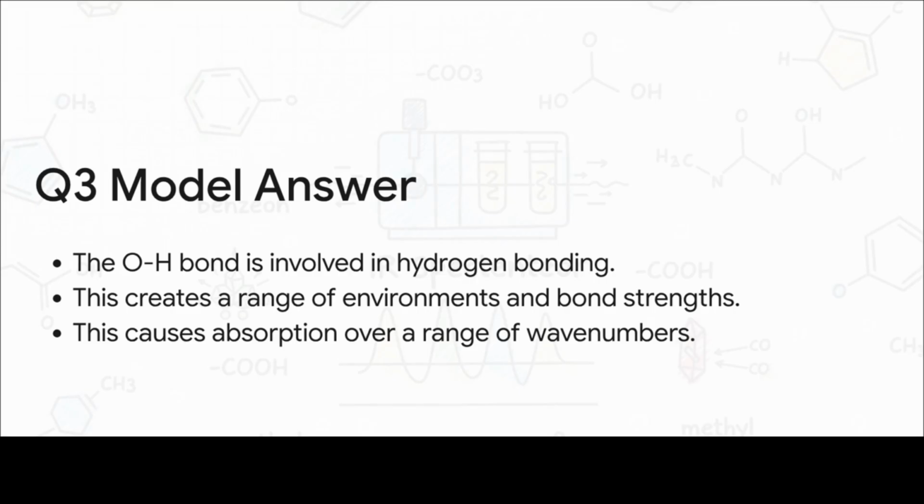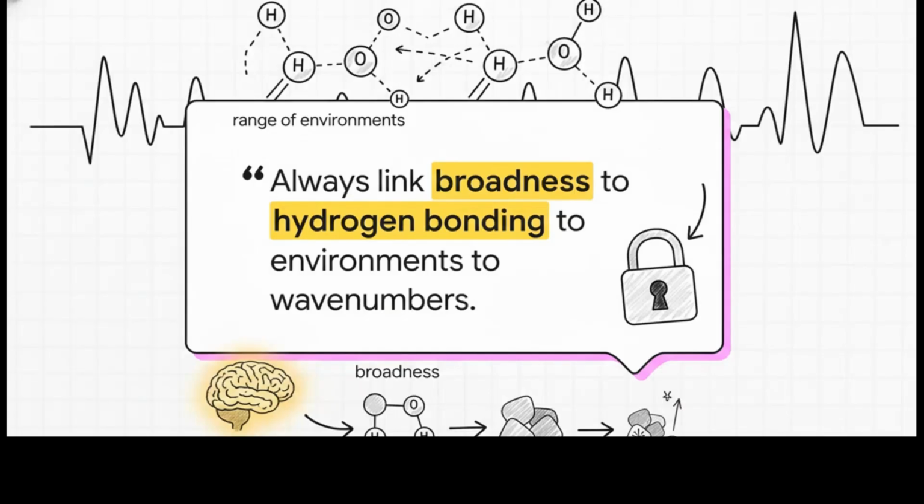First, you state that the O-H bond is involved in hydrogen bonding. Because of this, the bonds exist in a range of different environments and bond strengths. Finally, this variation causes absorption over a range of wavenumbers rather than one sharp frequency, which gives us that broad peak. So the big takeaway here is to memorize that exact sequence of keywords. Broadness is caused by hydrogen bonding, which creates a range of environments, resulting in a range of wavenumbers. Lock that exact chain of logic into your brain, and you'll guarantee those 2 marks every single time.